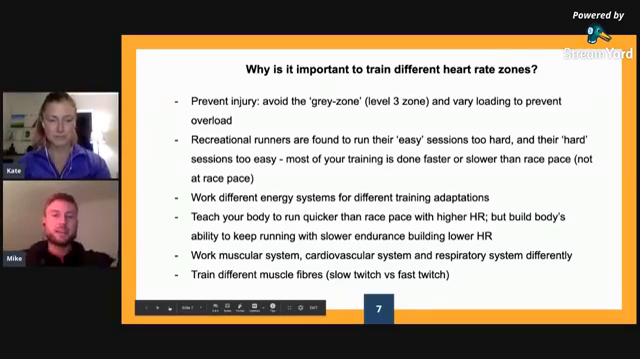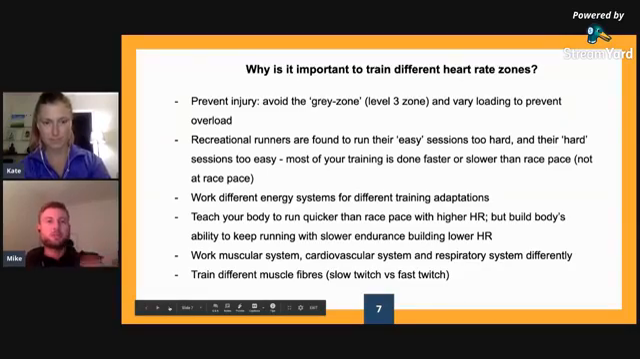Obviously, when you're working your different energy systems, you're going to get different training adaptations, which is really important from an overall health perspective, but also for performance. So it's important to work through the full range of things to train your muscles to be able to produce energy, not only in the presence of oxygen, but also in the absence of oxygen. We touched on that, didn't we? Teach your body to run quicker than race pace with higher heart rates.